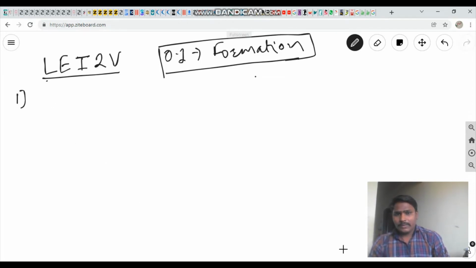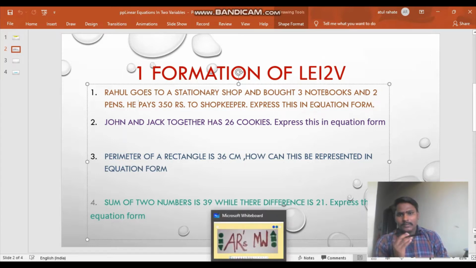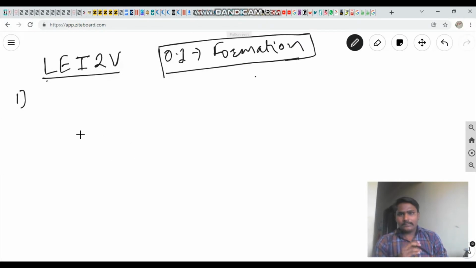Our first example here is this: Rahul goes to a stationery shop and buys 3 notebooks and 2 pens. He pays 350 rupees to the shopkeeper. Express this in equation form. So that is our question. Rahul is a boy, obviously. So this boy Rahul goes to a stationery shop, buys 3 notebooks and 2 pens and pays 350 rupees. Now we will see how we can form this.